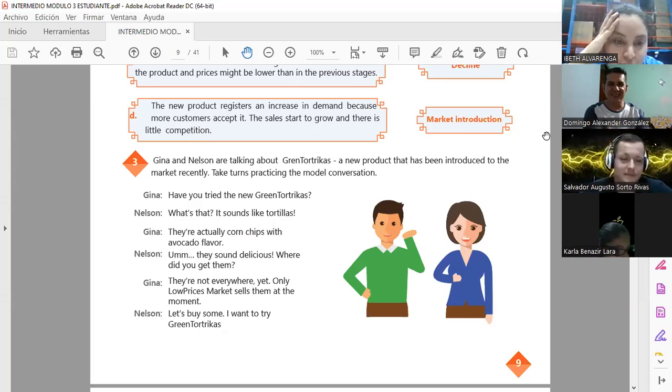Have you tried the new green tortillas? What's that? It sounds like tortillas. They are actually corn chips with avocado flavor. They sound delicious. Where did you get them? They're not everywhere yet. Only Low Price Market sells them at the moment. Let's buy some. I want to try green tortricas.